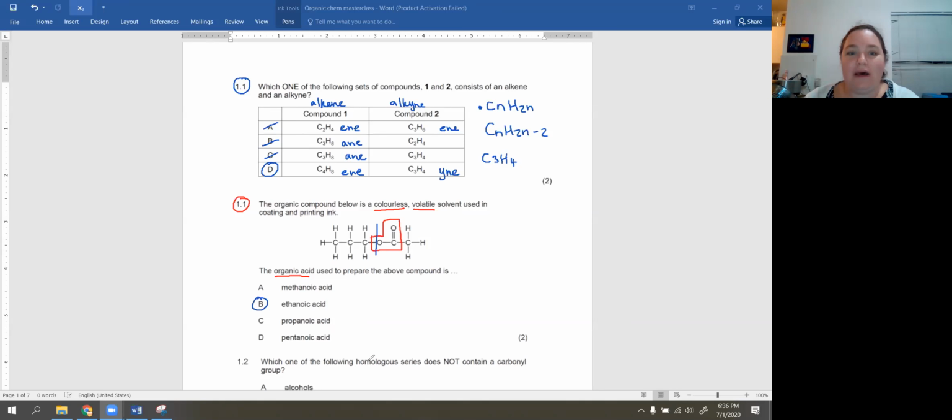Okay, and my answer here is that it's ethanoic acid. So if we cut through the middle of the O, which is the oxygen joining the two, this side has got two carbons, which makes my carboxylic acid that it came from ethanoic acid.